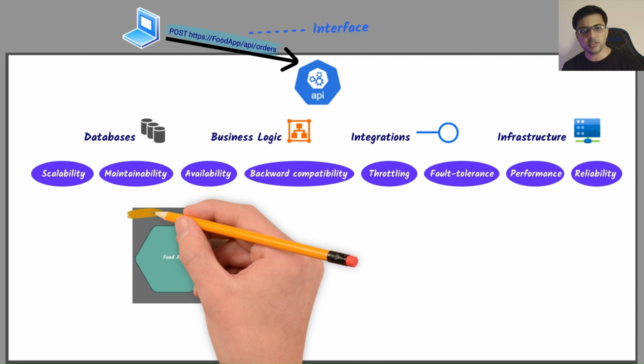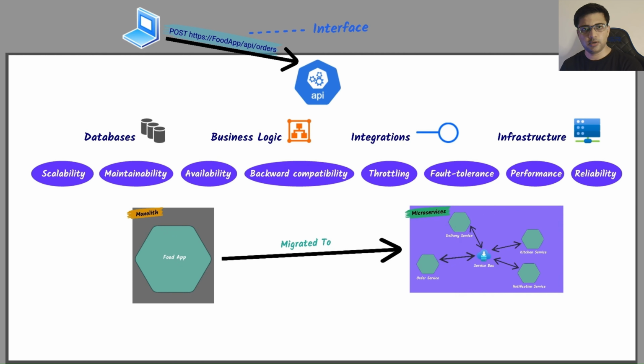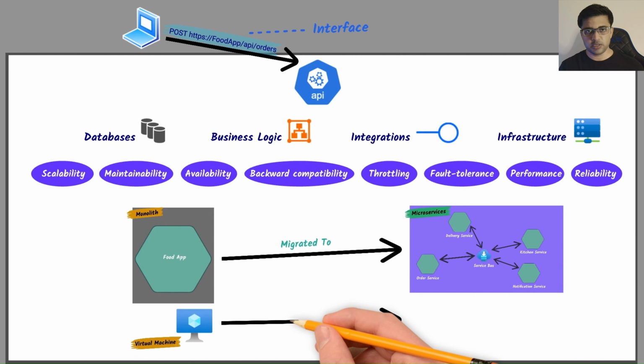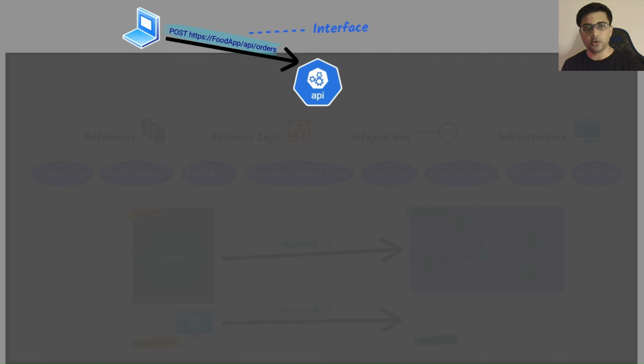Suppose the backend of this service was originally a monolith, and later it was migrated to microservices. Earlier, it was deployed on a virtual machine, and now it's part of a cloud-native architecture. But again, as users of this API, we don't have to worry. We don't even need to know what's happening under the hood. As long as this API stays consistent and keeps doing what it's meant to do, the client code doesn't need to change. It remains completely unaware and completely unaffected. That's the power of abstraction. See how it quietly hides away all the complexity behind a simple interface.